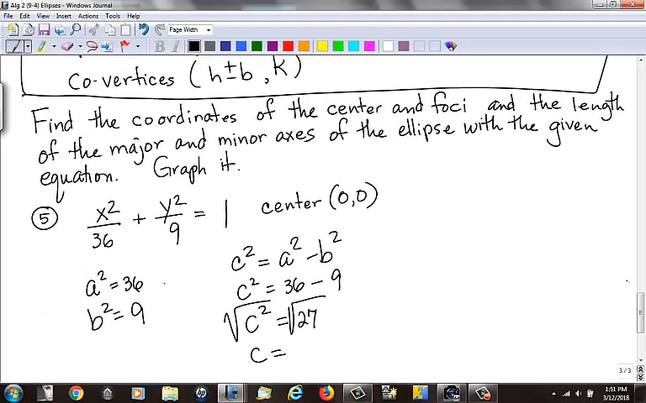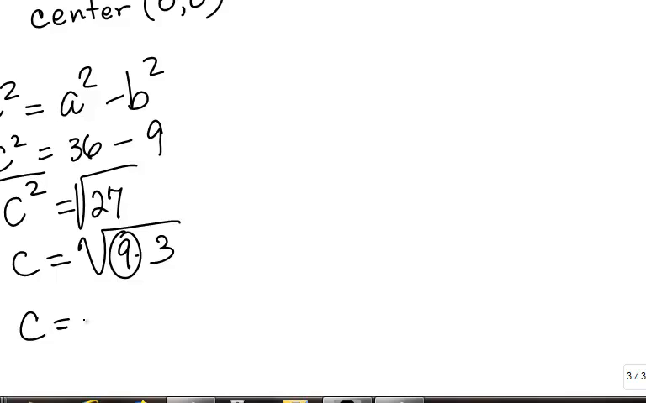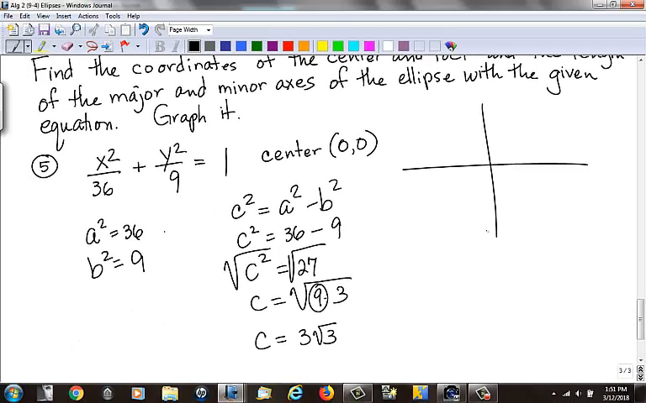So C equals, I can split that up into 9 and 3, and what can I take out? So 3 radical 3. Okay, so we're actually on the, and if we could actually go ahead and graph this. This tells you the major axis is the X, and we're on the origin, 0, 0. This tells you go out 6 and negative 6. 1, 2, 3, 4, 5, 6. On the Y, you go up 3, down 3. Okay, so we should have a graph.